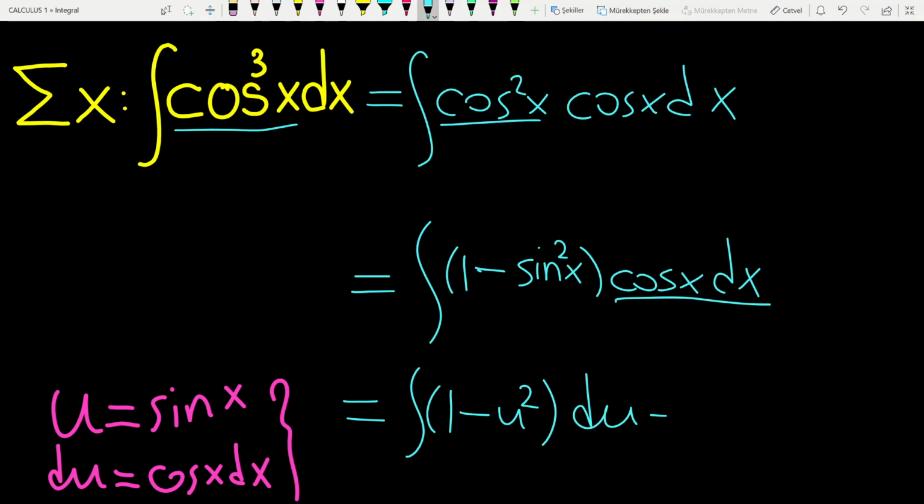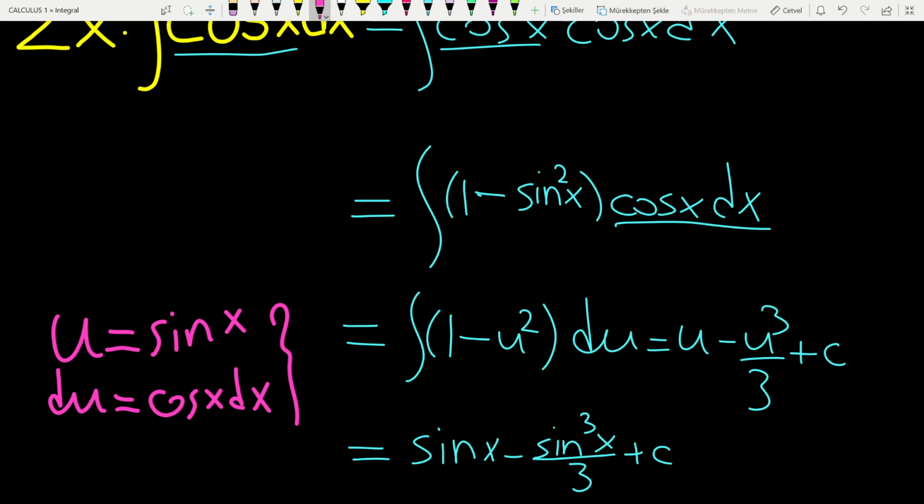It's very easy to integrate this function. The answer is u minus u cube over 3 plus c. And finally, instead of u, we should write sine x. This is the final answer of this integral.